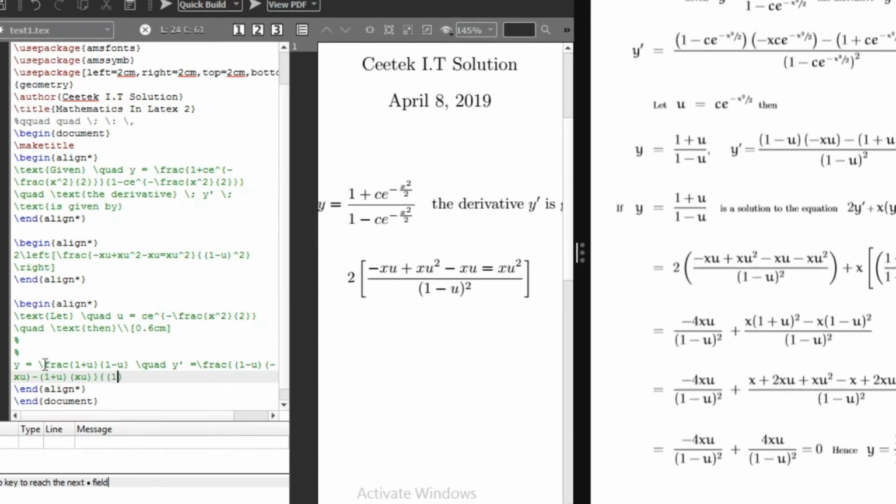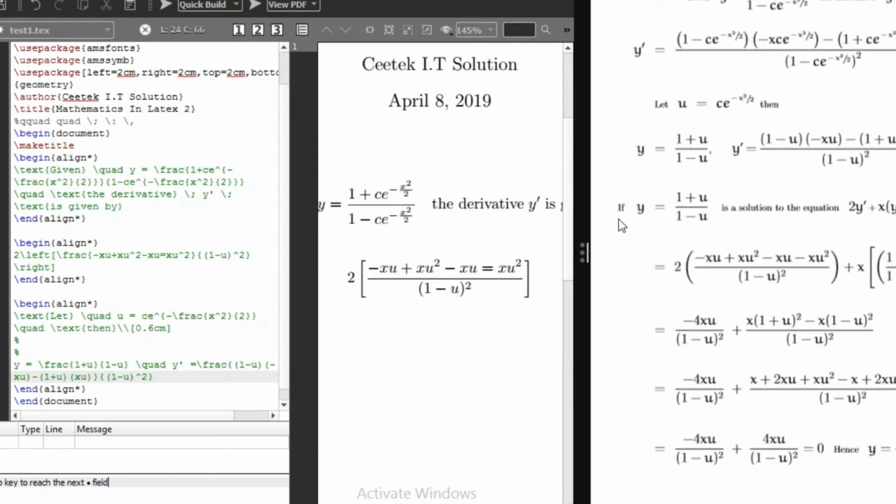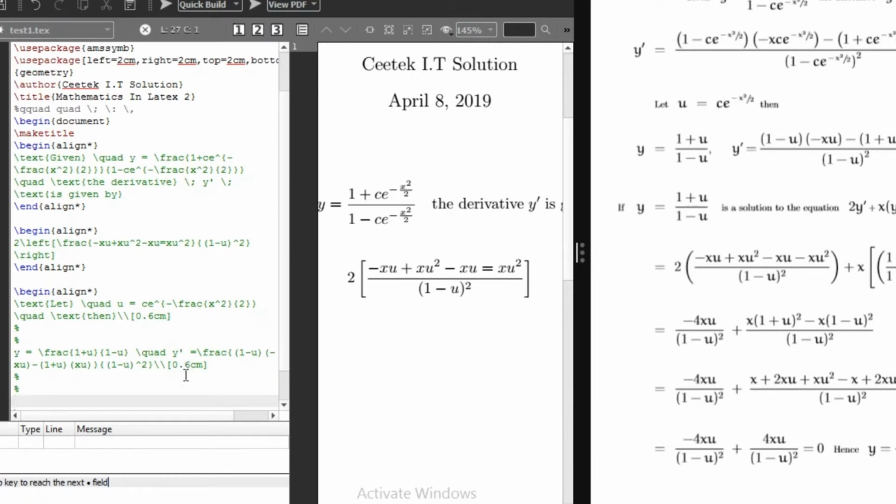And then let's go to our denominator. We have 1 minus u all squared, right? So this is the second expression, which is this one. We have written this and we have also written this one. Let's look at the third one. So we have if y, so we are going to use the text. So I'm going to break the line first and then put 0.6 centimeters and just use some percentage sign here for commenting the line so I don't get any errors.